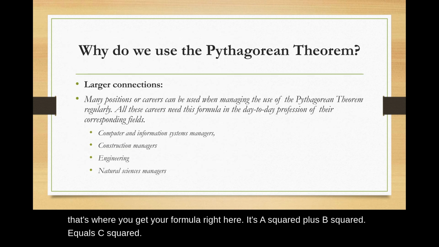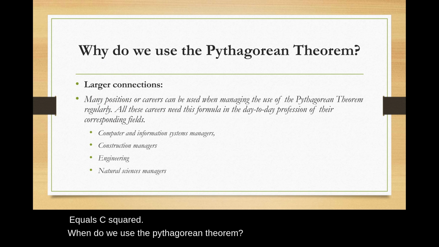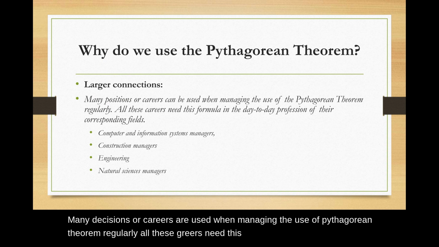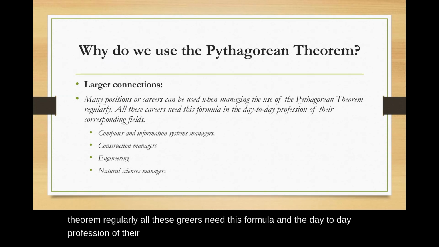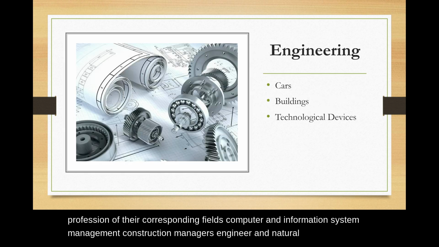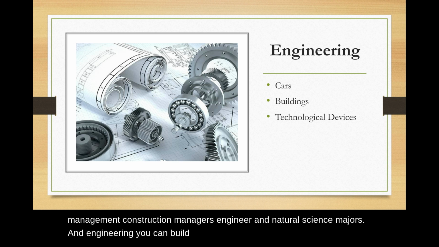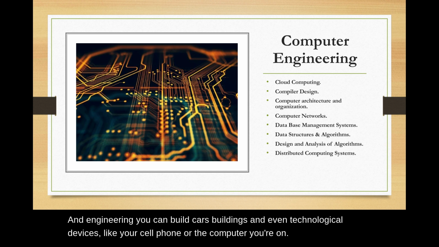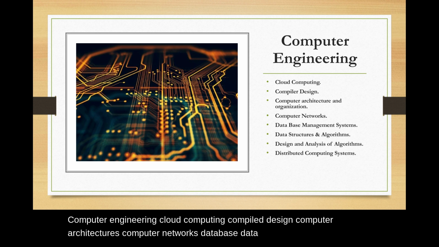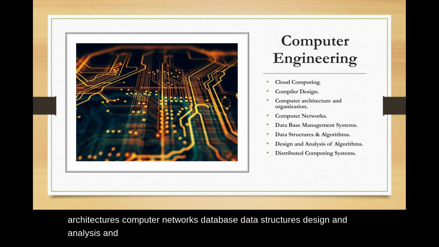Why do we use the Pythagorean theorem? Many positions or careers use the Pythagorean theorem regularly. All these careers need this formula in the day-to-day profession of their corresponding fields. Computer and information system management, construction managers, engineers, and natural science managers. In engineering, you can build cars, buildings, and even technological devices like your cell phone or the computer you're on. Computer engineering, cloud computing, compiler design, computer architectures, computer networks, databases, data structures, design and analysis, and even distributed computing systems.